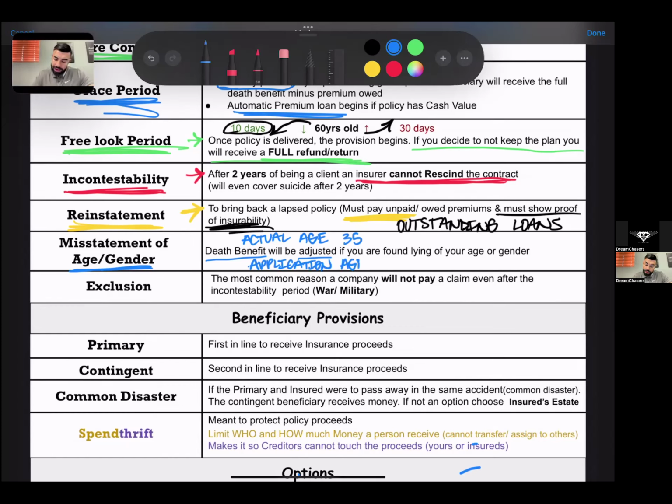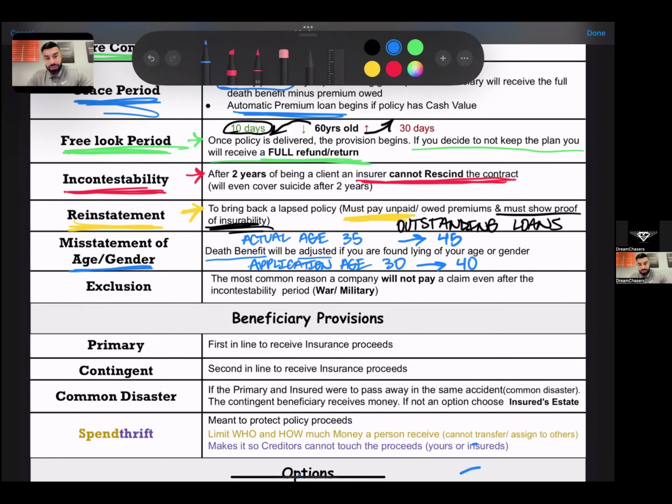I say that I'm 30 years old, but I'm really 5 years older. So let's say 10 years go by and I pass away at age 40, quote unquote, on the application. But they do my autopsy, they get all my paperwork, and they realize that my actual age when I passed away was 45. So I was 5 years older than I had originally said.